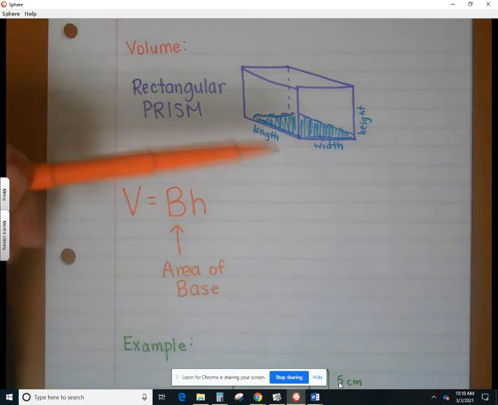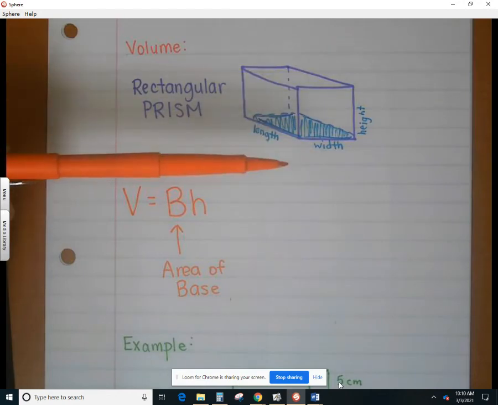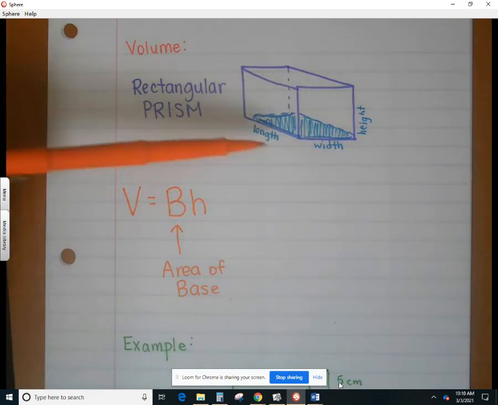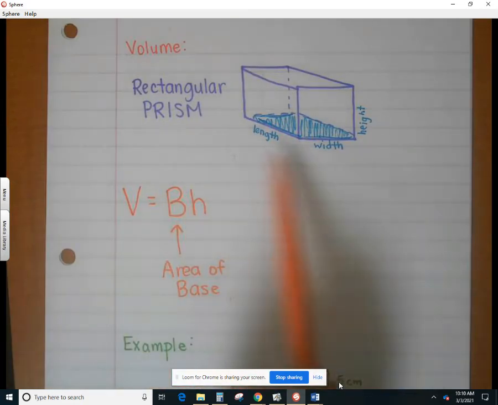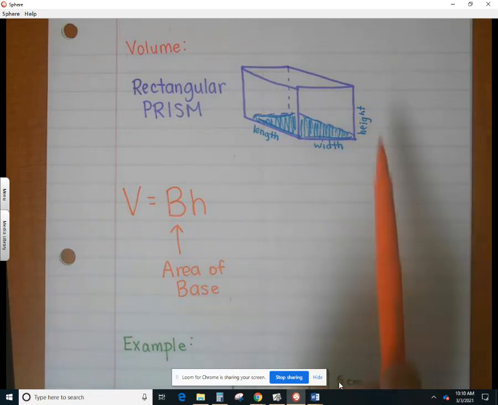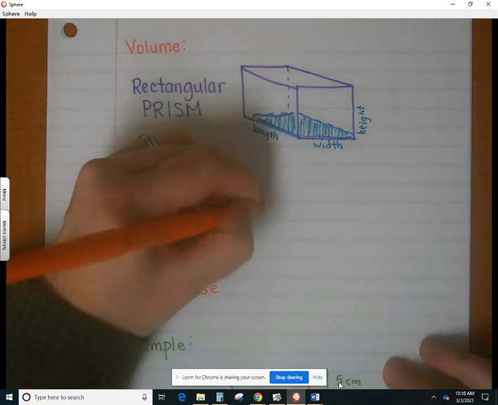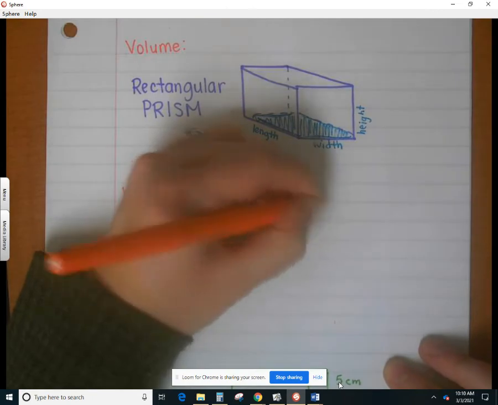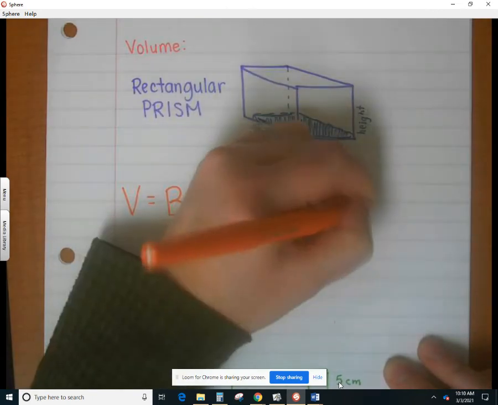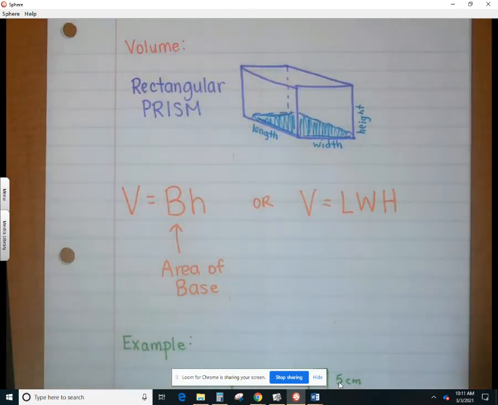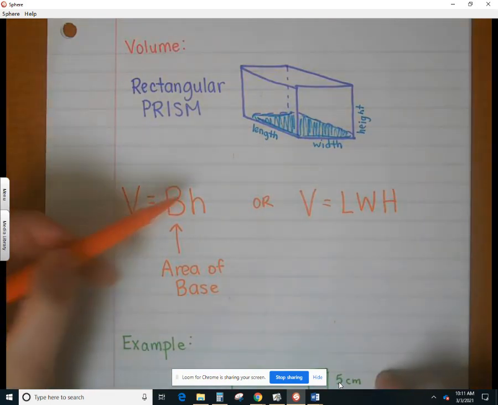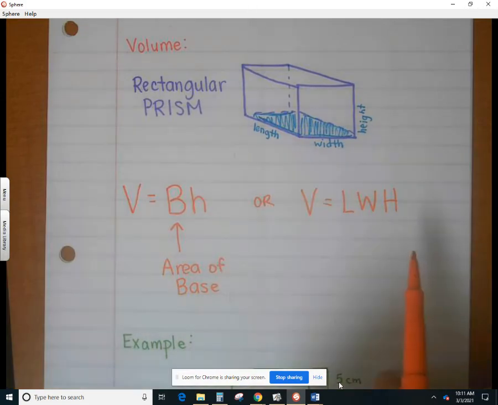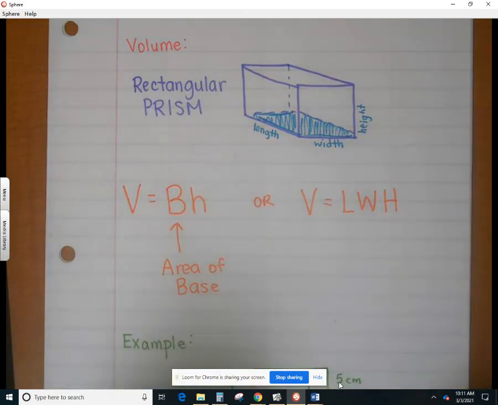So in this case, the base is a rectangle, and to find the area of a rectangle, you can just do the length times the width. But then the H is the height. So you would do the length times the width, whatever you got, you would multiply it times the height. I prefer to write it like this: length times width times height. It means the same thing, because again, this right here is length times width, and then you multiply it times the height. So I just do length times width times height.